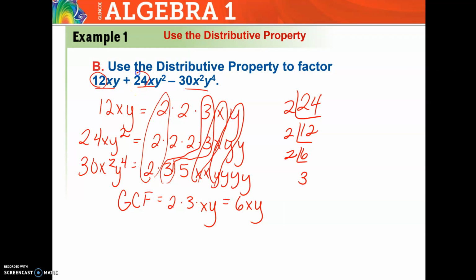And I can kind of think of that too. Like I said, you're going to get to a point where I can look at 12, 24, and 30, and what's the biggest number that divides into those, and that would be 6. So I'm going to take out a 6xy, so what would be left on this one would be 2. I'm going to keep these signs here. What would be left on this one is 2 times 2, 4, and a y. And left on this one, and I'm keeping this subtraction here, is 5, 1x and 3 y's. So y cubed.